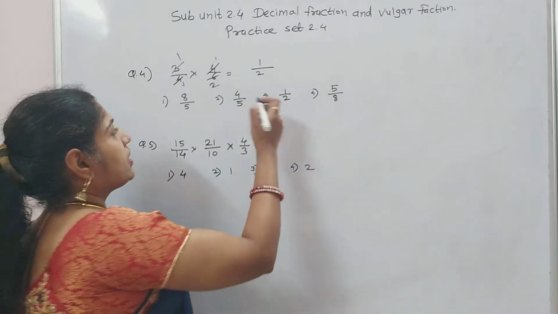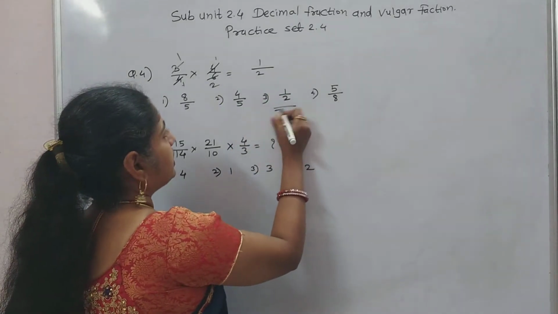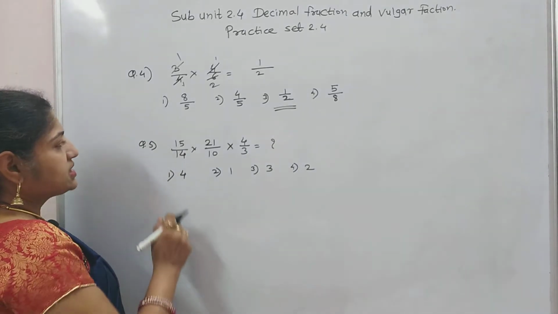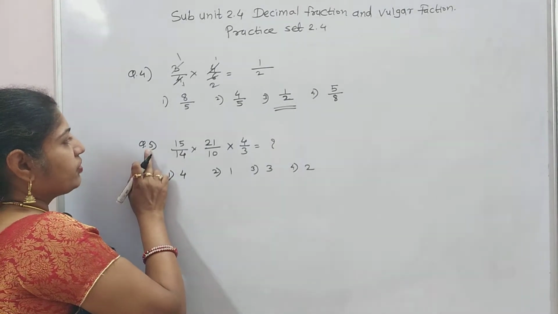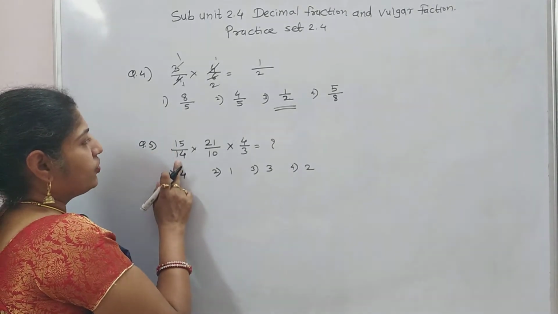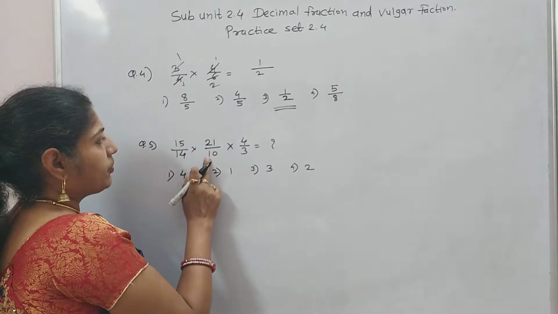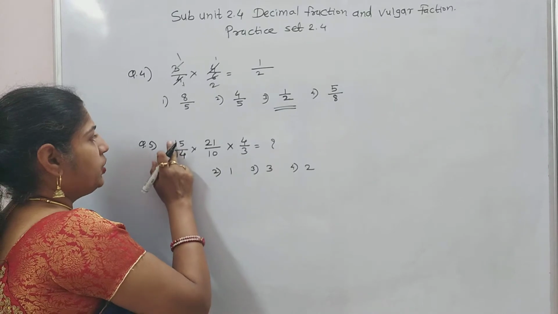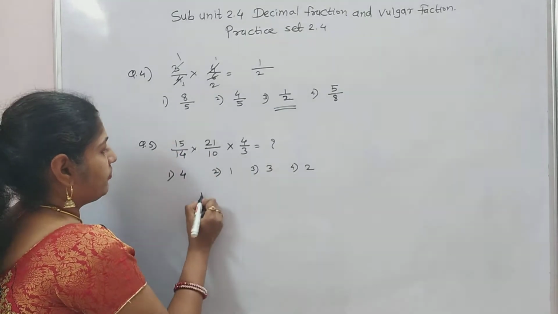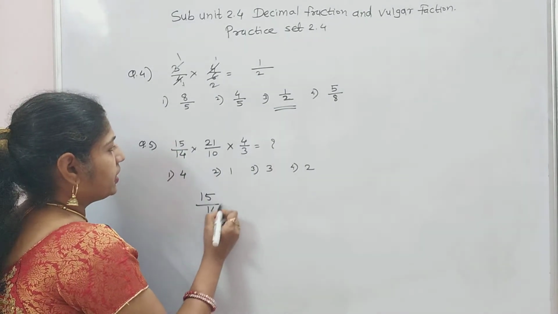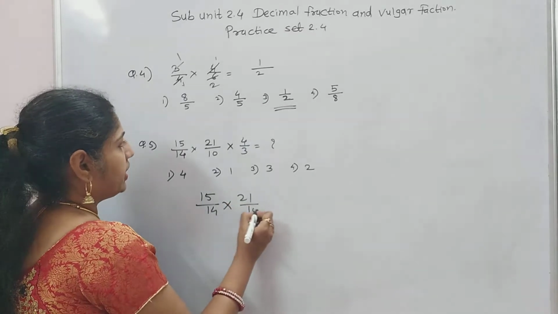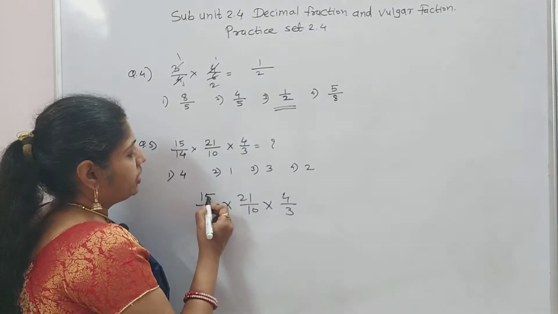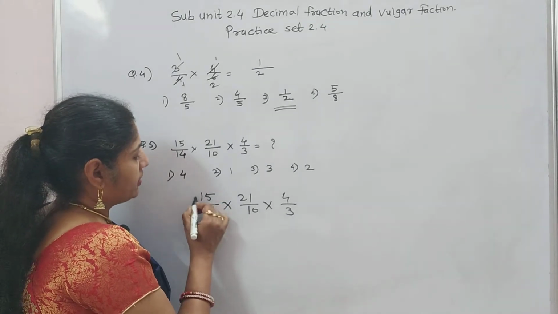And our answer is option number 3, 1 upon 2. Now next example. Question number 5. 15 upon 14 into 21 upon 10 into 4 upon 3. Now in numerator and denominator, cross numerator and denominator.